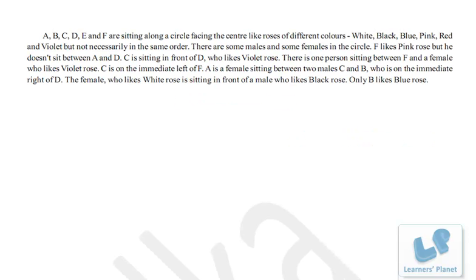Now friends, let's start this problem, a problem based on circular arrangement. Here, 6 persons are there. So first of all, we draw a circle for 6 people. Now, there are some males and some females in the circle, and 6 colors of flowers are there: white, black, blue, pink, red, and violet.